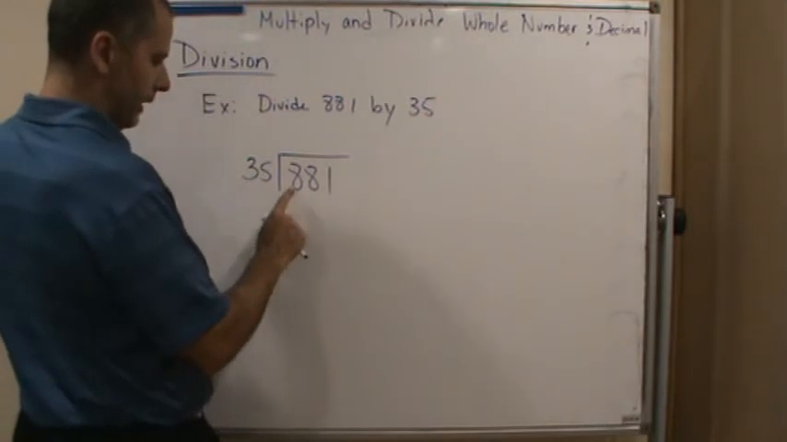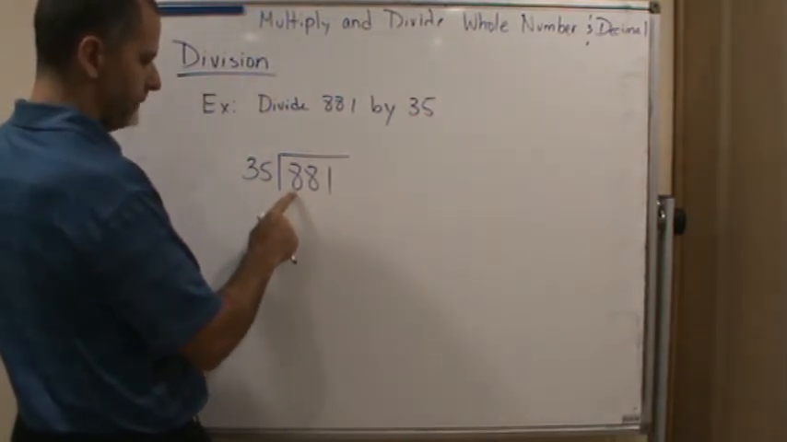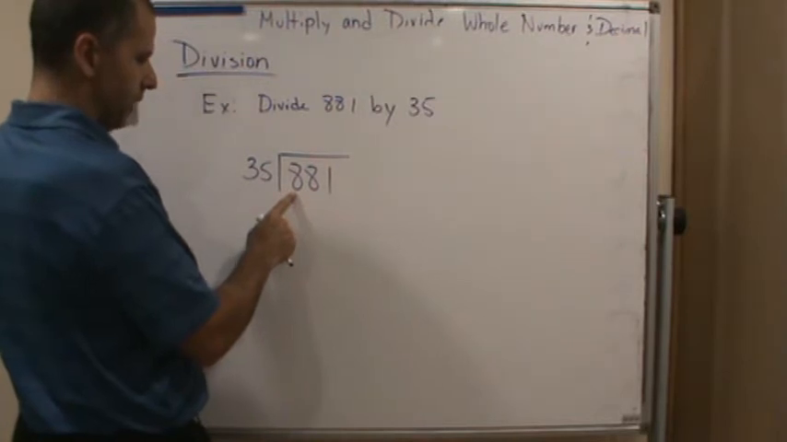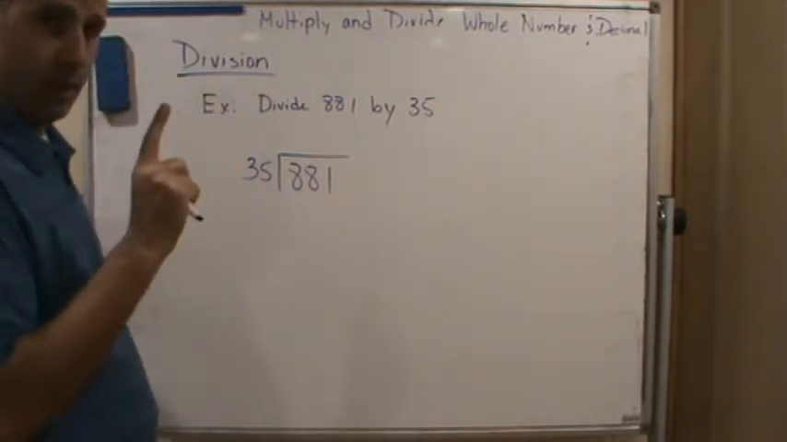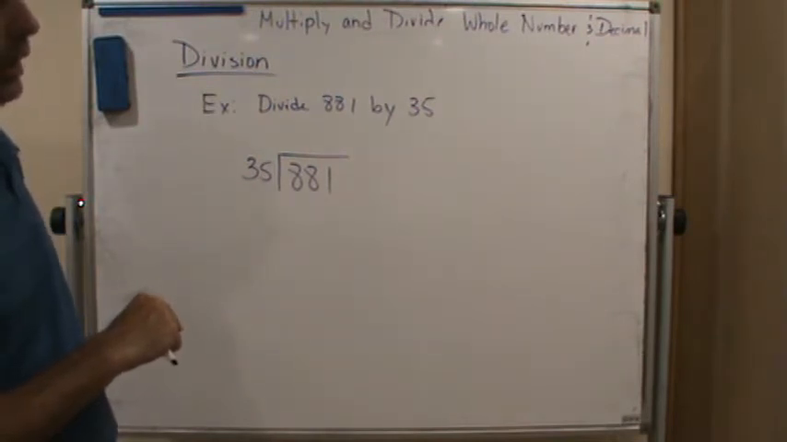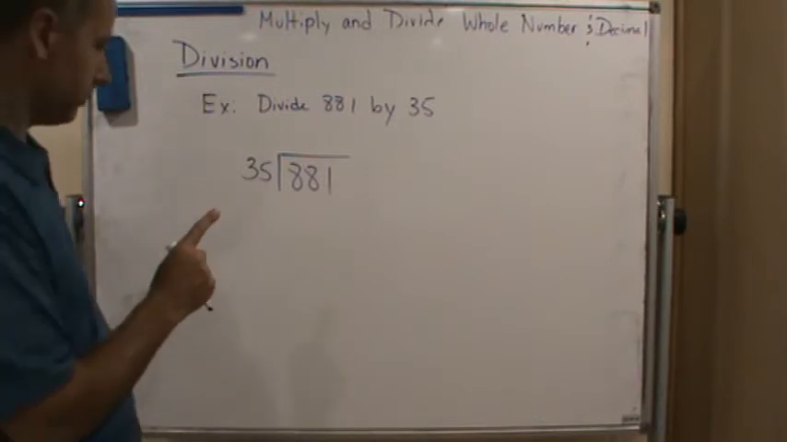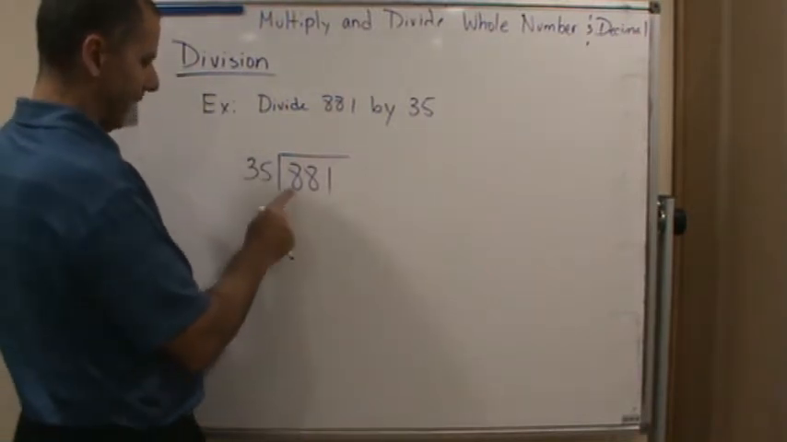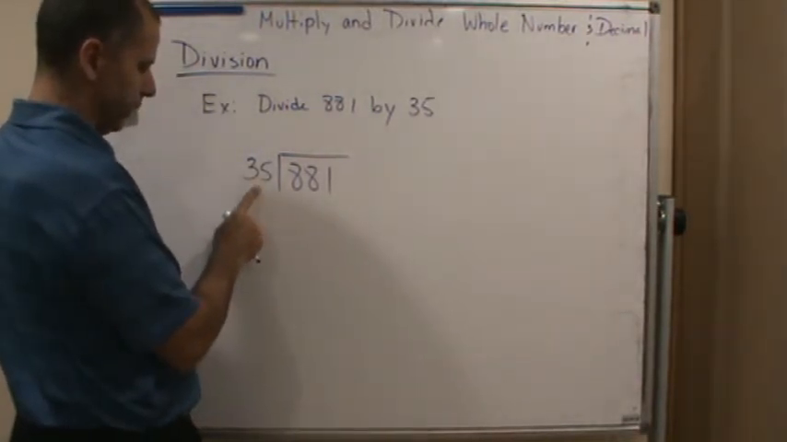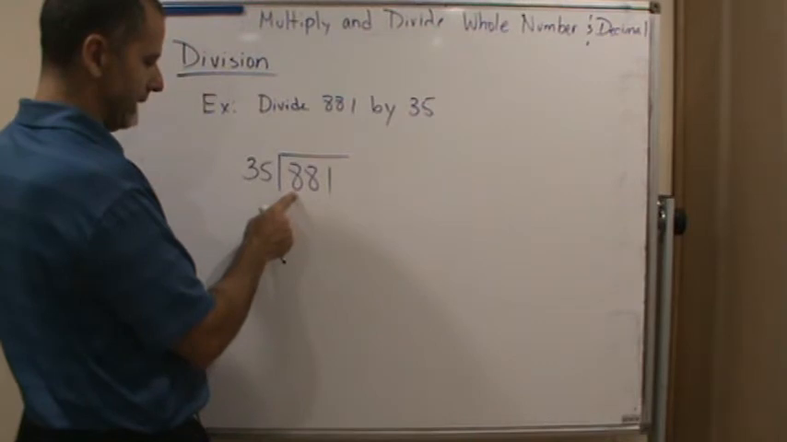We're going to find the first group of digits, starting from the left, that is greater than or equal to the divisor. So 8 is definitely not bigger than or equal to the divisor, but 88 is. So we're going to start with 88.